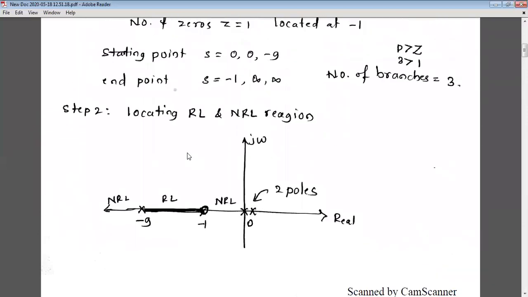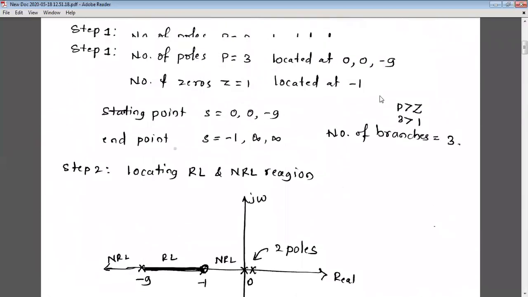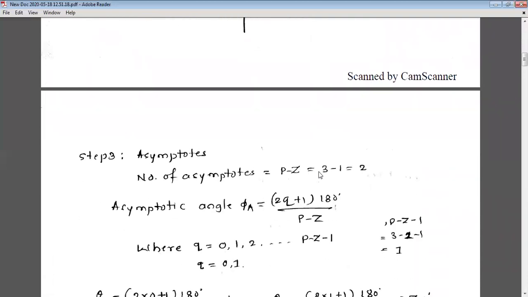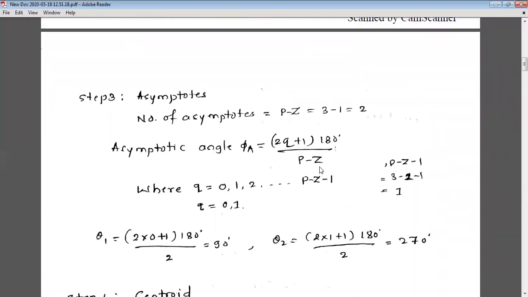Next, one more thing is that the number of branches in the root locus is given by whichever is greater among P or Z. So in this numerical, the number of poles P is 3, the number of zeros is 1. So P is greater than Z here. Therefore the number of branches in this root locus will be 3, right? Whichever is greater will be the number of branches.